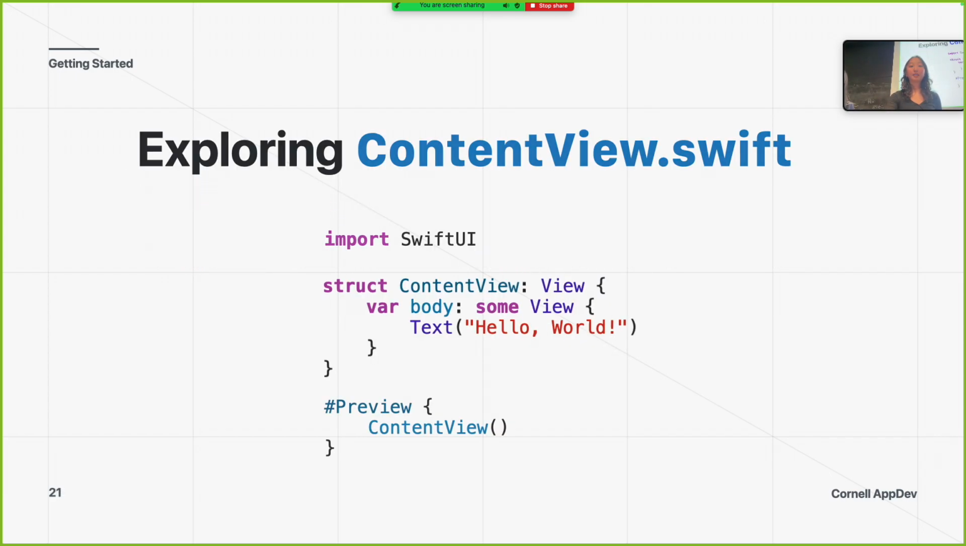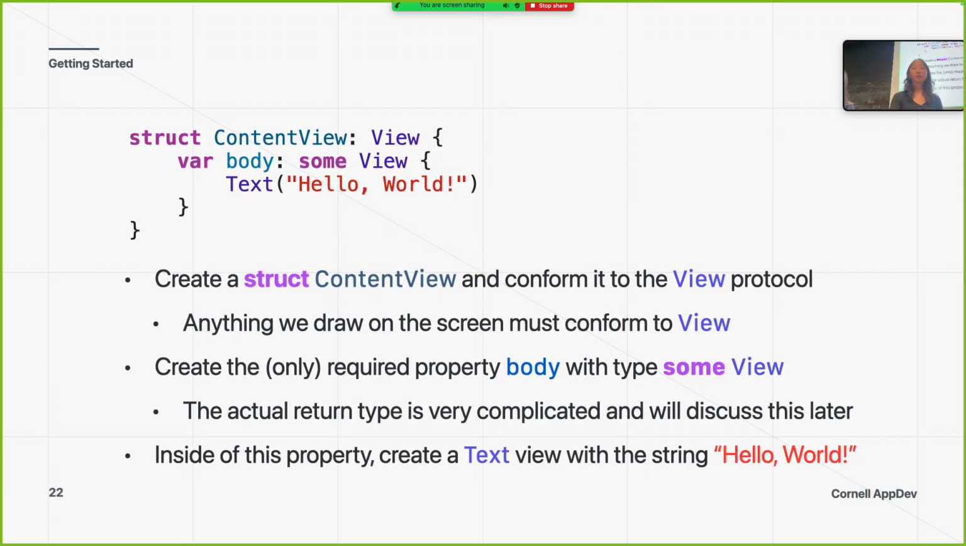The second part is the struct, where you're creating a struct and conforming it to the view protocol. That's because anything that we build is always going to be within a view. The actual return type is pretty complicated, and we'll discuss this later on. When you first create a project, it'll create an image of a world as well, but for this, you're really only creating a text that says hello world.